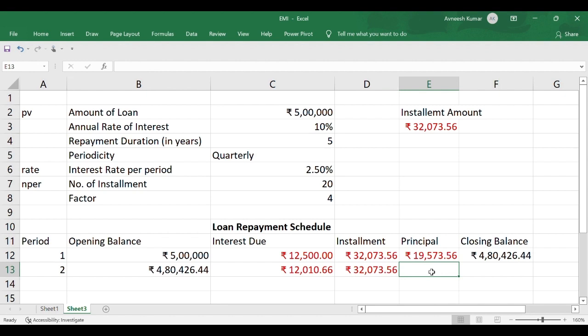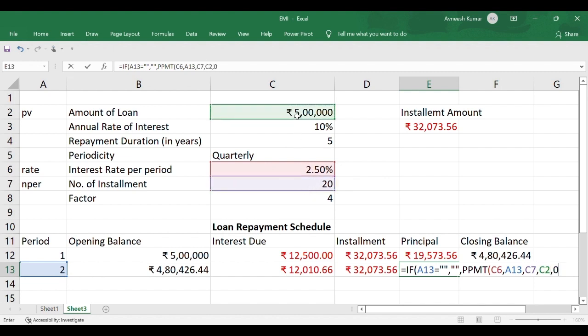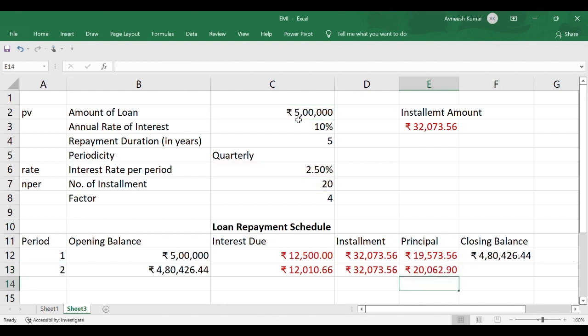Then for principal calculation for the second period, we again use if function. If this A13 cell is equal to blank, then blank, otherwise we use PPMT function. PPMT function's arguments are again rate, then this particular period, then nper, then present value, then future value is 0 and type is 0, and then this and one more bracket and enter.